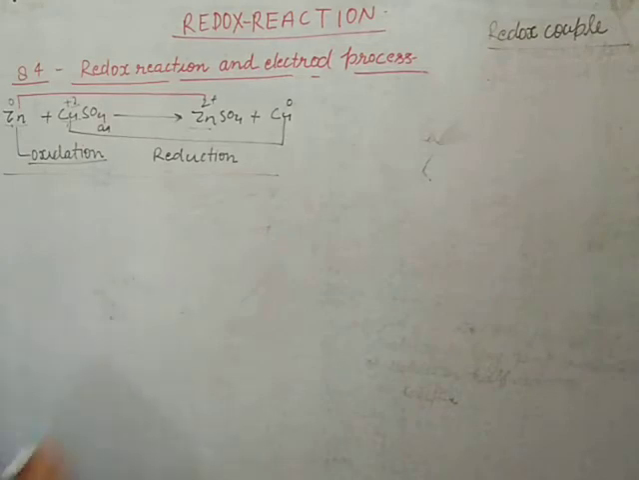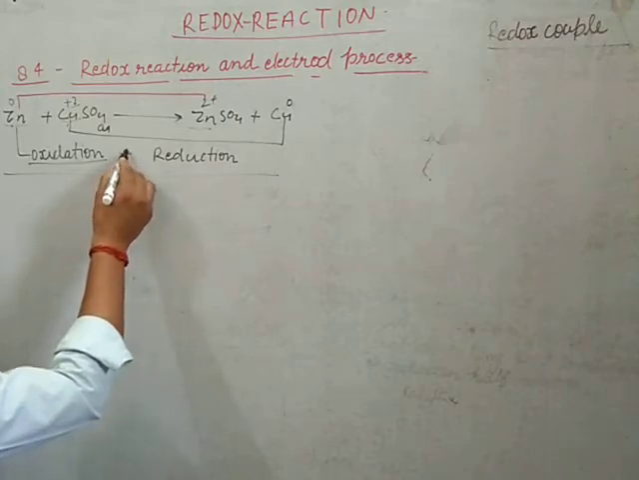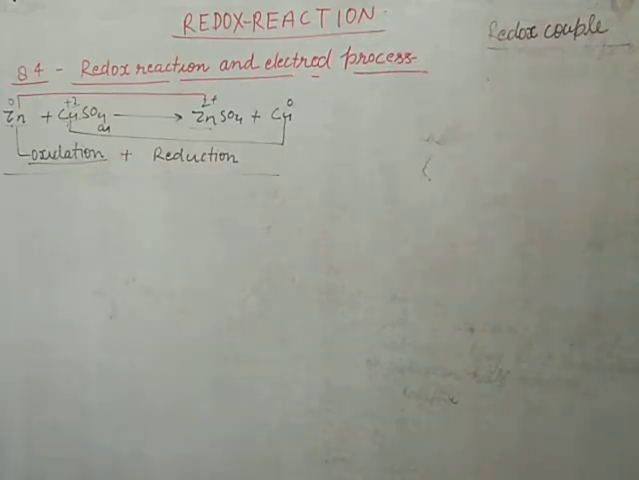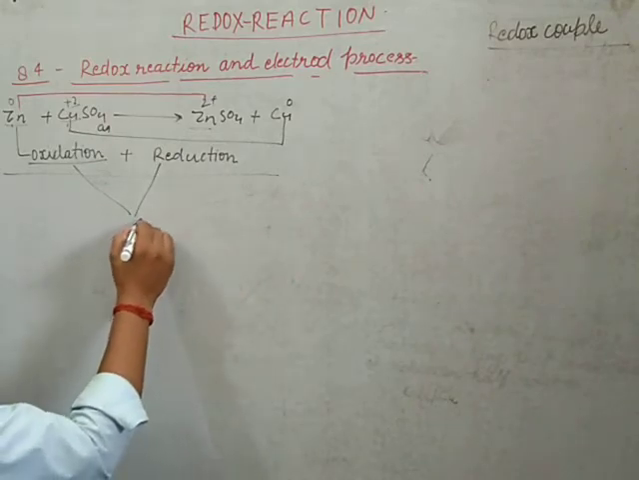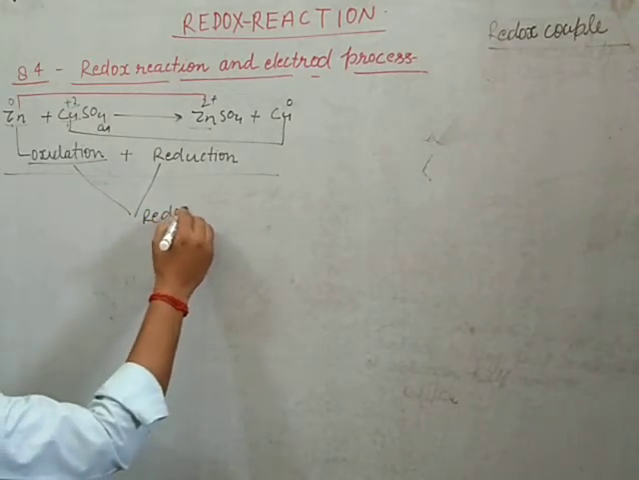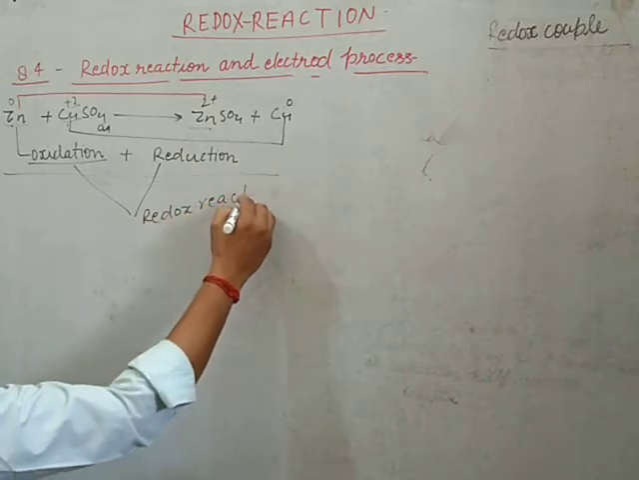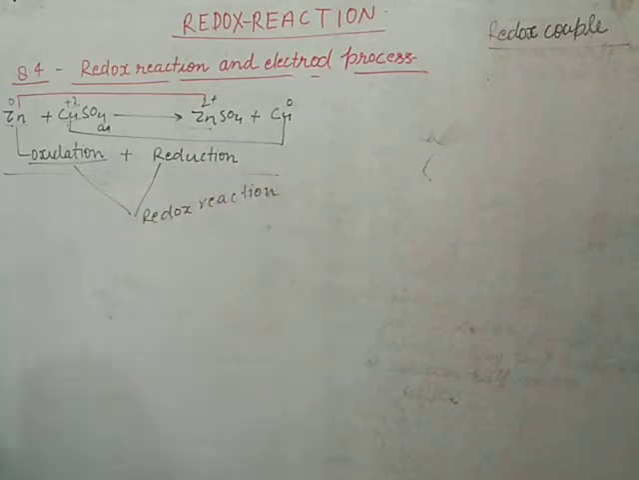So what you have seen in this reaction, oxidation and reduction both are taking place. A reaction in which oxidation and reduction both take place is called a redox reaction. A reaction in which simultaneously oxidation and reduction take place is called a redox reaction.